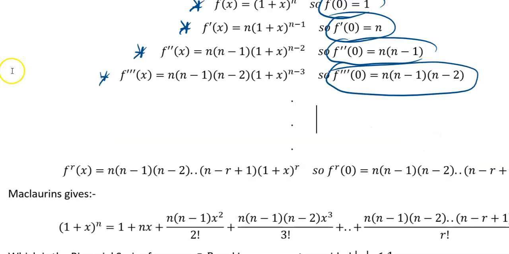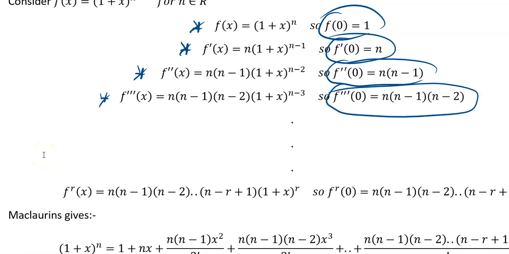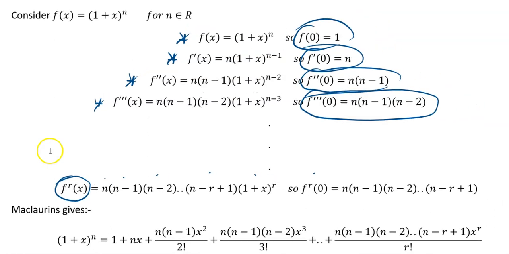So in general, and this is not my nth term, this is my rth term, I suppose you could say. Whenever you differentiate r times, what you will get is n times (n minus 1) times (n minus 2) all the way along to (n minus r plus 1), and that's multiplying your (1 plus x) to the power of n minus r. So that means your f^(r) of 0 is going to be equal to n times (n minus 1) times (n minus 2) all the way along to (n minus r plus 1). Okay, so that's quite tricky.